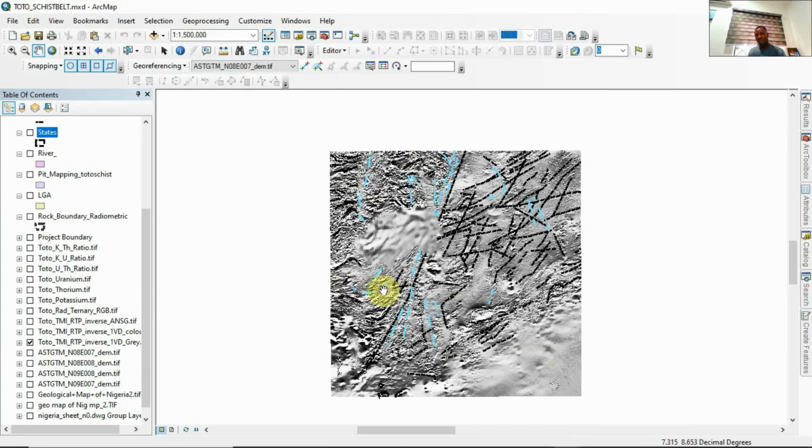So if you look at this area, this is a different geology. This area is a different area, and this is a different area. So this is a boundary. This location is a boundary between the sedimentary terrain and a complex basement complex terrain here.